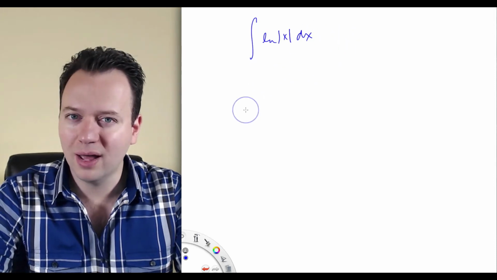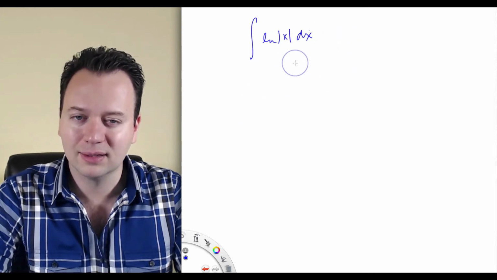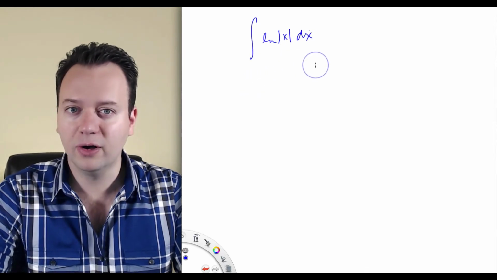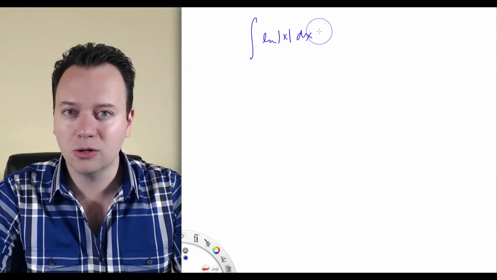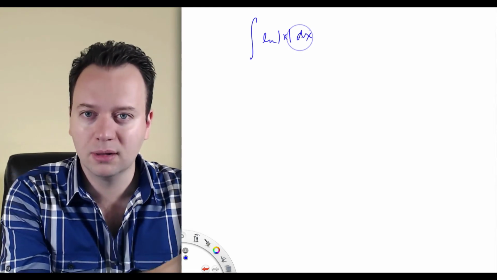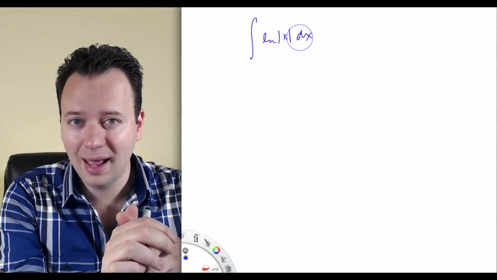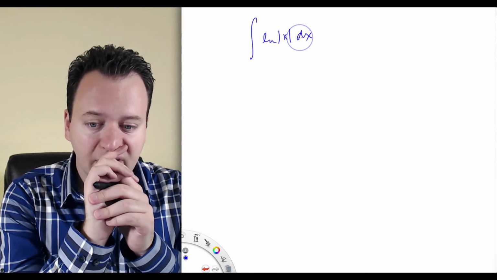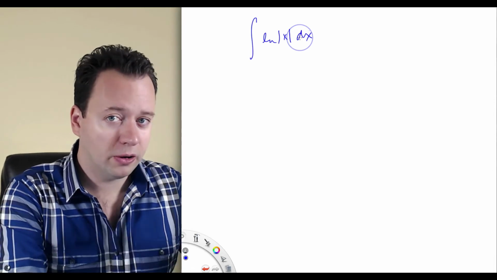So how do we find the antiderivative of ln of x? I mean, it seems to be one of our basic functions, and yet there's no obvious antiderivative. We don't know of any function that when we take its derivative, we just get ln of x. But we can use integration by parts.